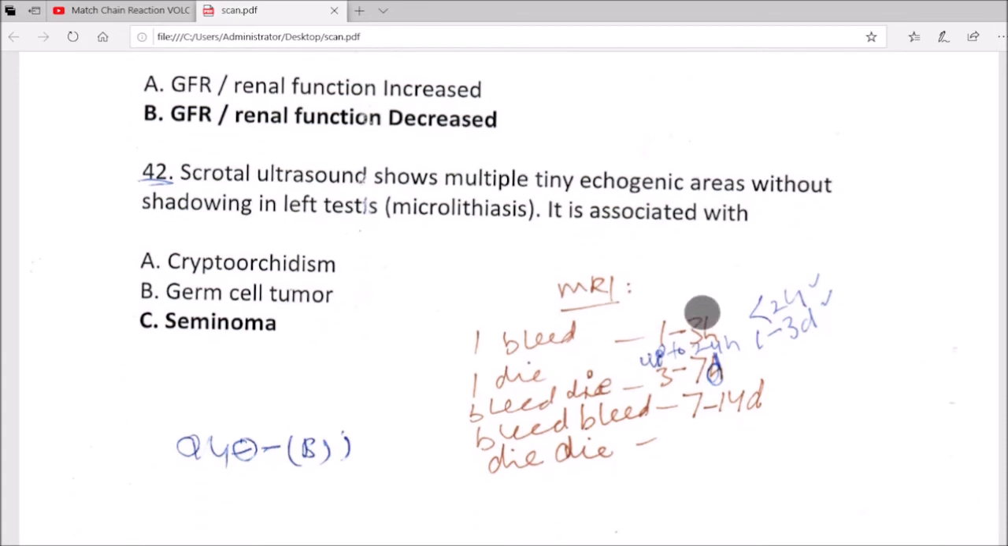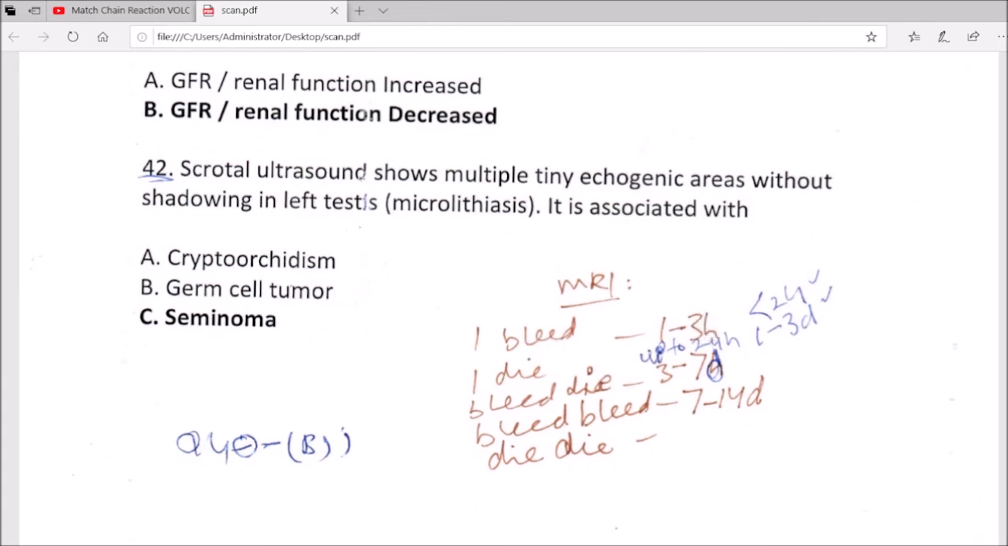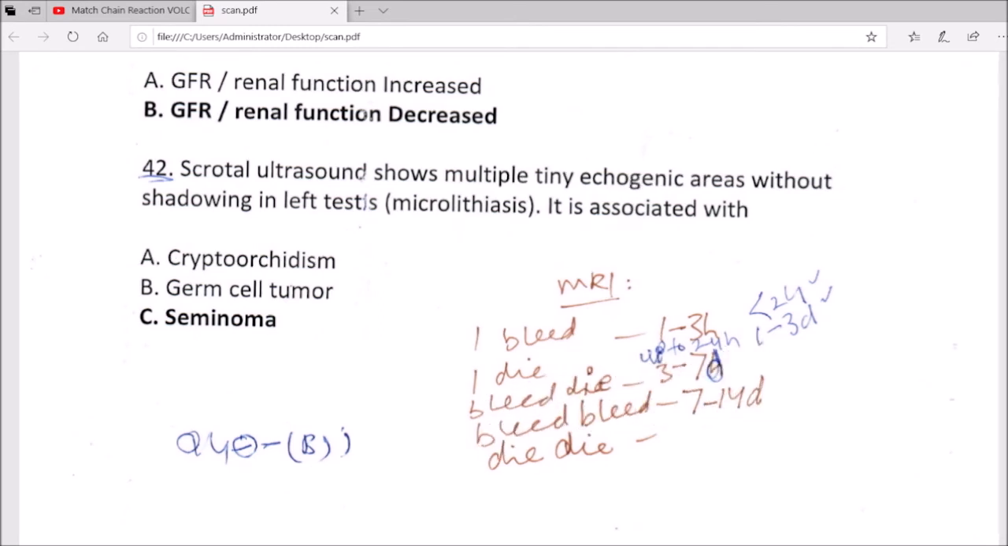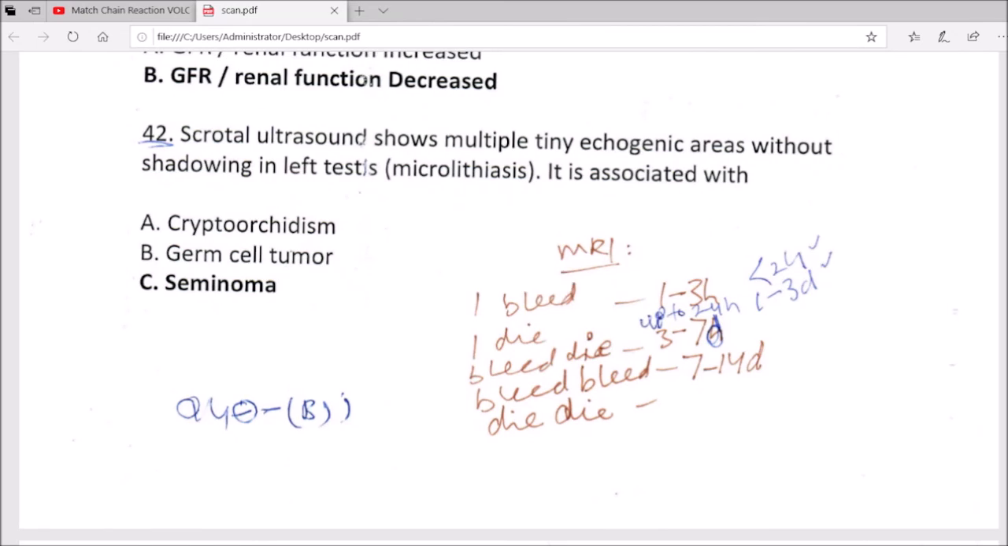Now, memorize MI findings. I bleed 1 to 3 hours. I die up to 24 hours. I bleed die 3 to 7 days. Bleed 7 to 14 days, and die more than 14 days. Subacute, acute, I can't remember, but memorize the mnemonic.